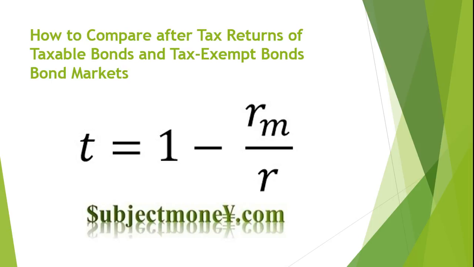The yield ratio RM over R is the key to determining the attractiveness of investing in municipal bonds. The higher the yield ratio, the lower the cutoff tax bracket, and therefore the more individual investors that choose to invest in tax-exempt municipal bonds.